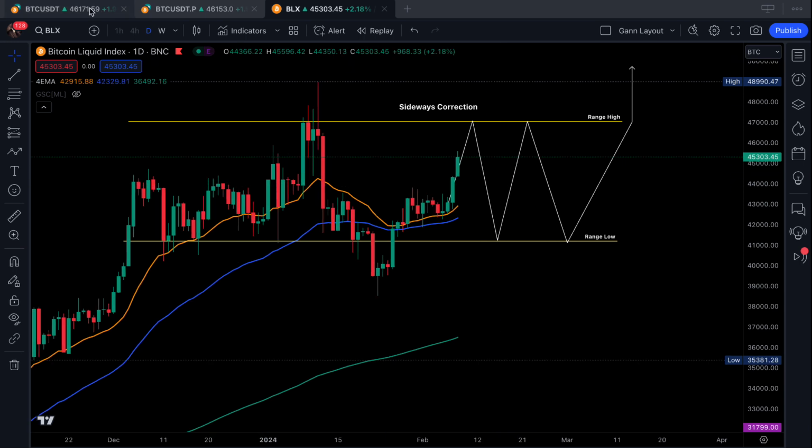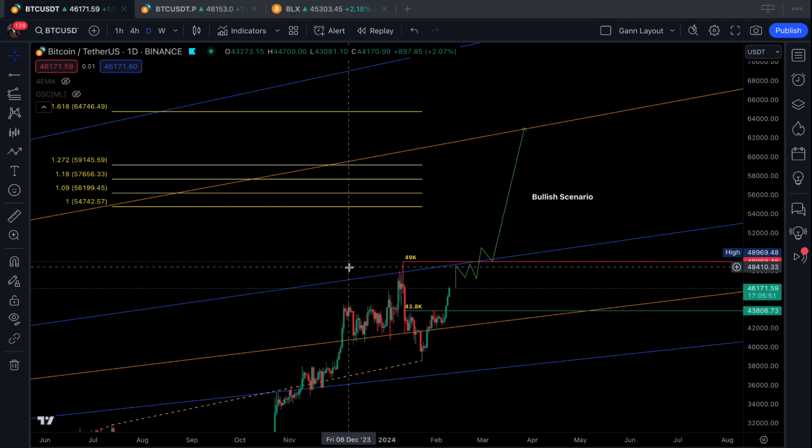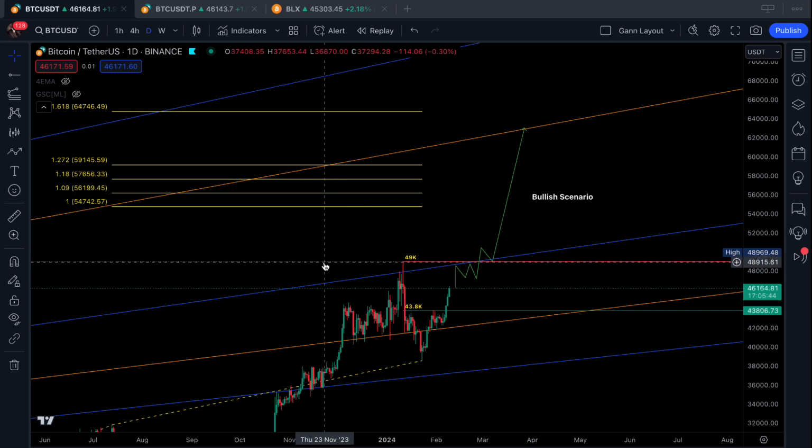So these are the three possible scenarios. I gave you my validation, invalidation, and my reason for every scenario. If something else is not clear, please let me know.